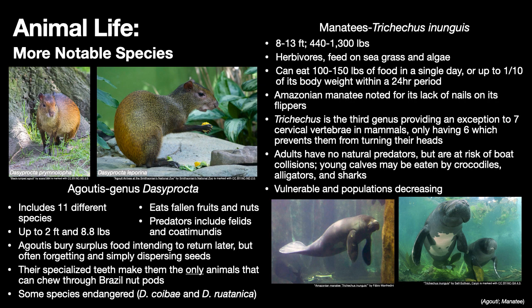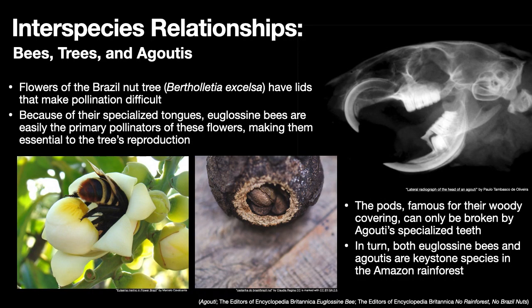Agoutis are the only genus capable of chewing through the woody casing of the Brazil nut. They bury excess seeds, making them important seed dispersers for a variety of plants and crucial for the Brazil nut tree. Manatees are large herbivorous aquatic mammals, and adults have no natural predators, however they are at risk of potentially deadly boat collisions. As the reproduction of the Brazil nut tree is difficult, it requires both the euglossine bee for pollination and agoutis for seed dispersal, making both groups of animals keystone species in the Amazon.